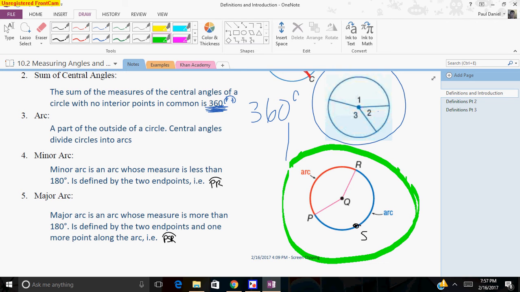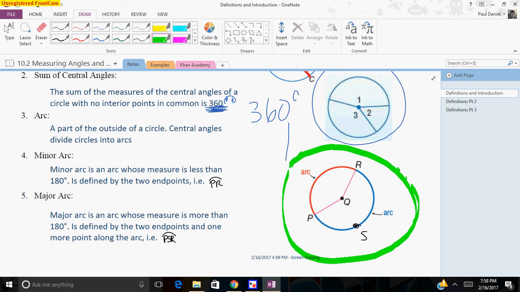A central angle, angle RQP, or if you wanted to think of it as angle PQR, is what divides this circle into two different arcs. The more central angles we have in there, the more arcs we've divided our circle into. Like the circle above, the one that had angles 1, 2, and 3, had three different central angles, and those central angles divide that circle up into three different arcs.